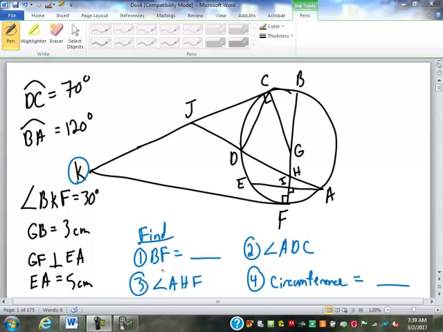So as we said yesterday, the tough part here is being able to pick out the relevant pieces, kind of disassembling it, taking it apart and putting it back together as you need to. So here we're looking for the length BF. So here's B and here's F. How do we find that?